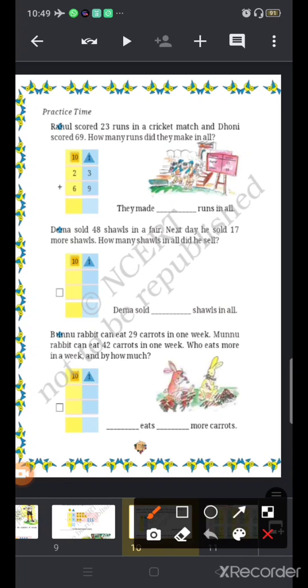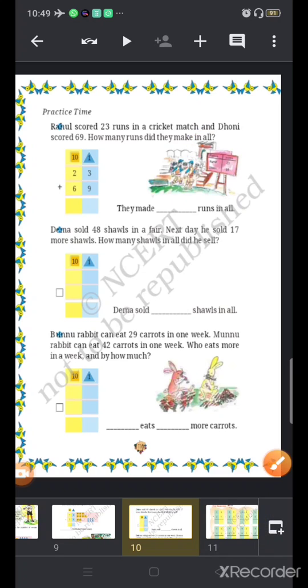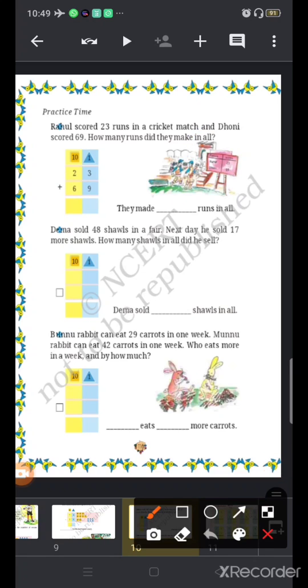Here what word is given? All. So all means this is the word problem of addition. Already the sign is given here. Okay. If all is given in any word problem, it means this is the word problem of addition, isn't it? Okay, let's start with addition. What number is given?